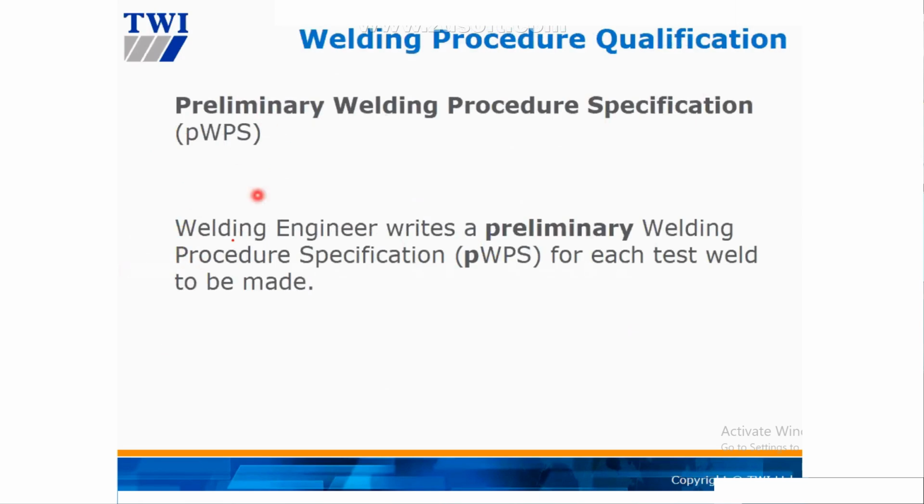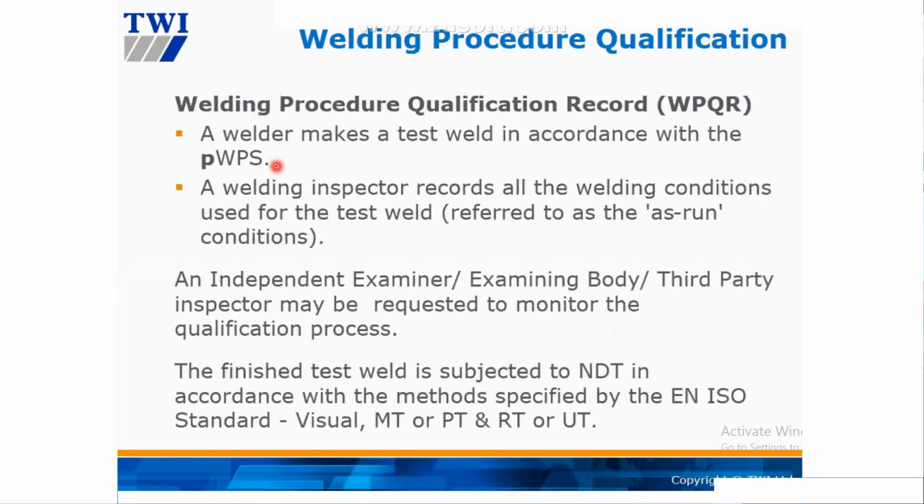So for the preliminary welding procedure, the welding engineer writes a preliminary welding procedure for each test weld to be made. A welder makes a test weld in accordance with the preliminary procedure. That's why we need to have a welding inspector there to record all welding conditions, referred to as run conditions, or in other words, welding parameters.